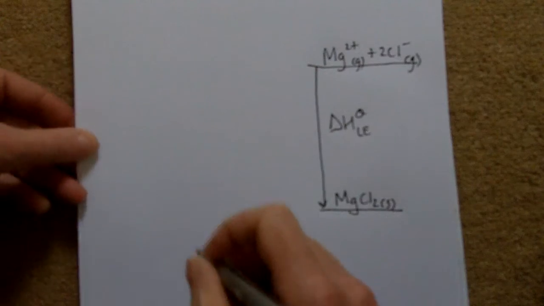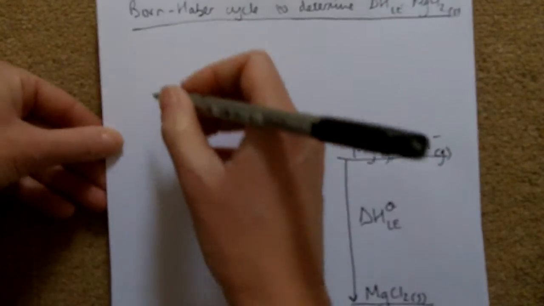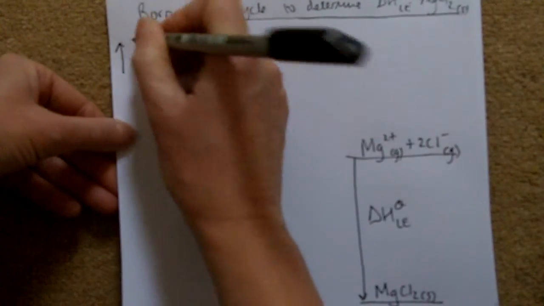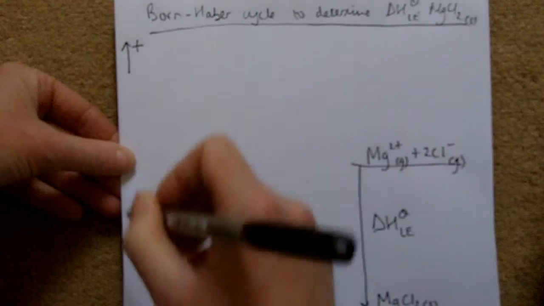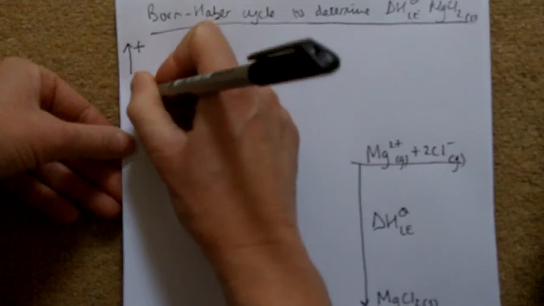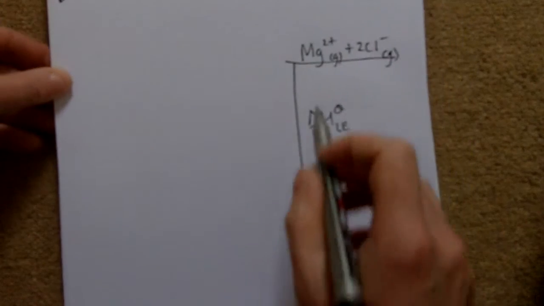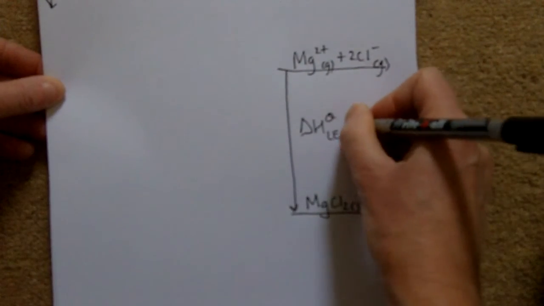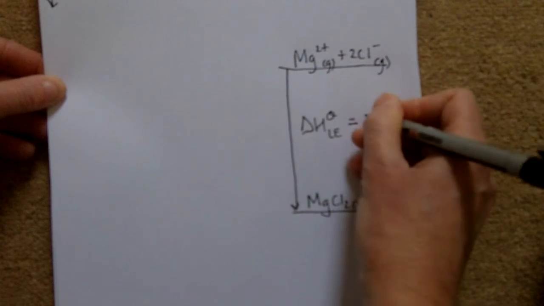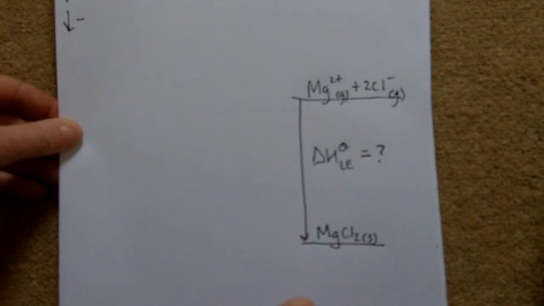Okay, we stand lattice enthalpy. Now when you draw a Born-Haber cycle, when you go up, that is endothermic, energy needed, and when you go down, the arrow goes down, that is exothermic, energy released. Okay, so I'm going to build it up slowly. That is what we're trying to work out. We don't know what it is, and we're going to determine it using a cycle.